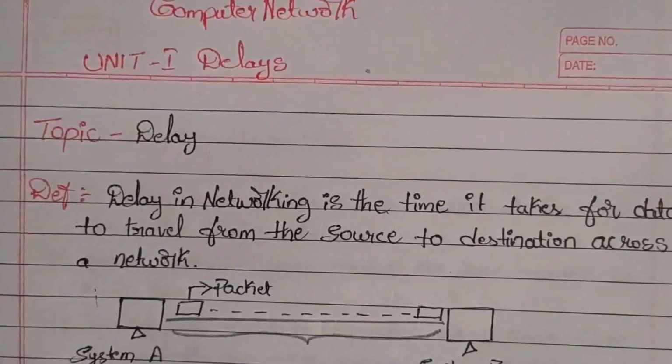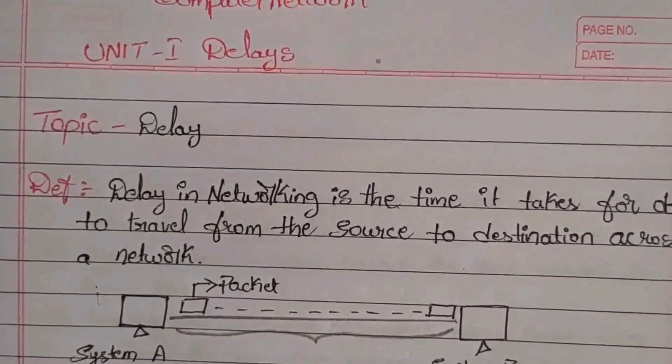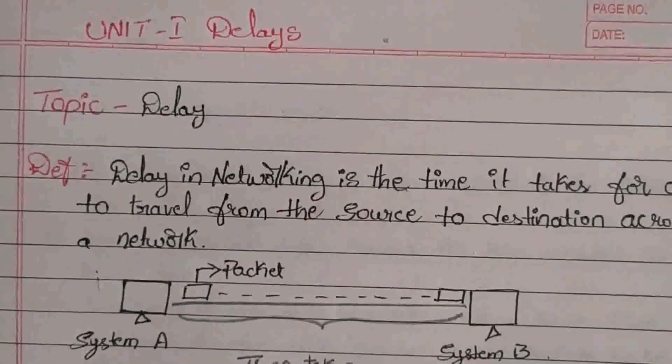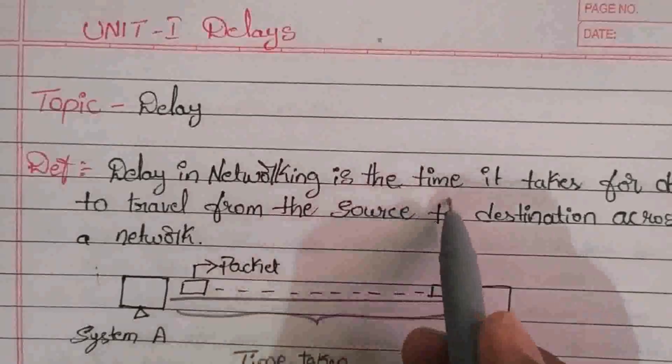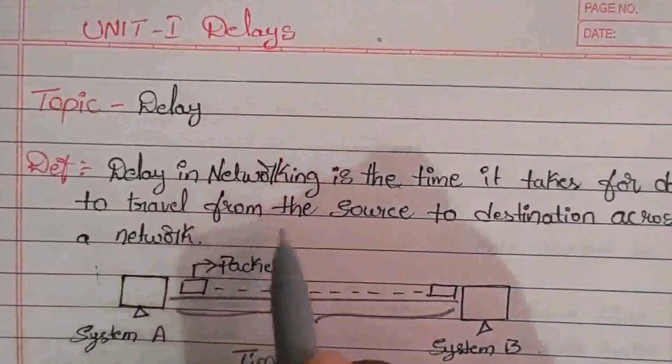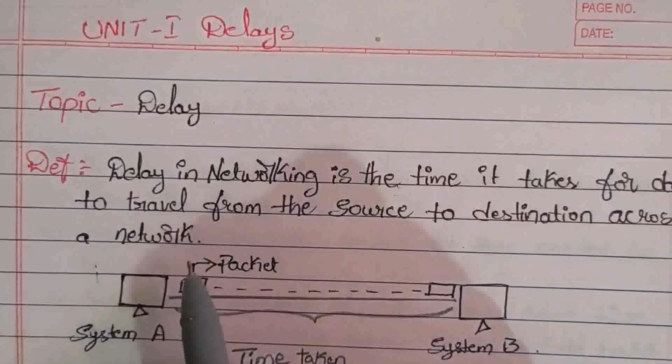Today I am going to explain the delays in Unit 1 in computer network. Topic: delay. Definition: delay in networking is the time it takes for data to travel from the source to destination across a network.